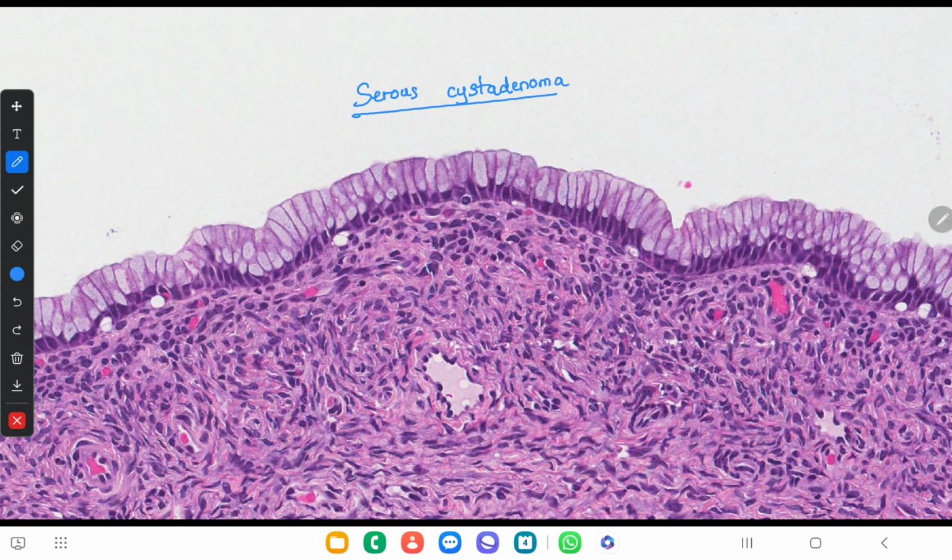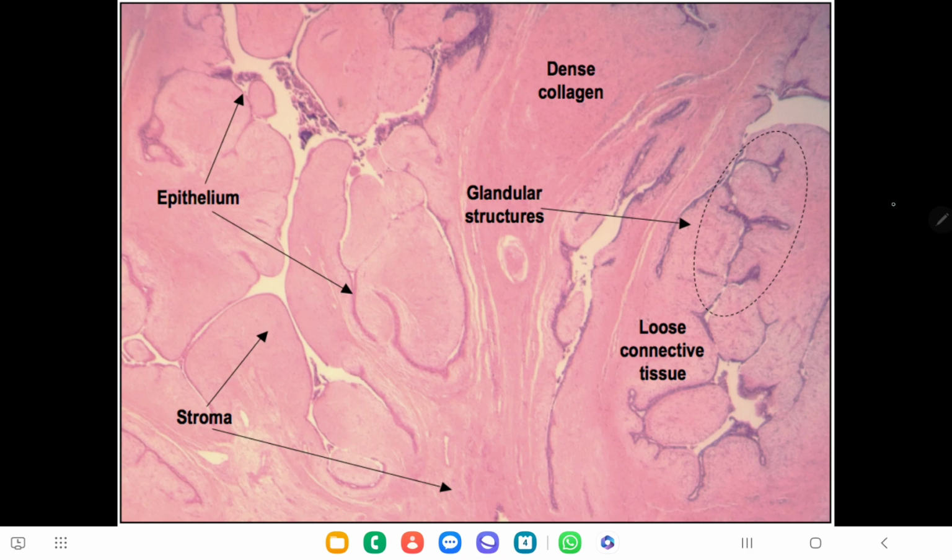Here is a picture of fibroadenoma of the breast. In fibroadenoma, there is a glandular component as well as a stromal component. Glandular component means adenoma, fibro means stromal component, so fibroadenoma. Here you can see glandular structures. Here you can see fibrous stroma. Here the epithelium has been compressed due to hyperproliferation of stroma.